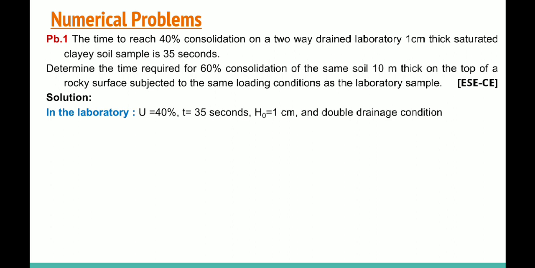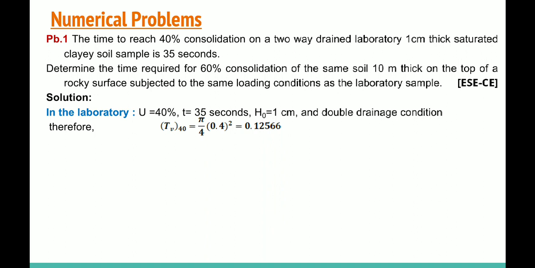So in the laboratory, degree of consolidation is 40%. Time to reach 40% degree of consolidation is 35 seconds. Initial height of soil is 1 centimeter and double drainage condition. So by using this relation, we can calculate the time factor. We know that to calculate the time factor for degree of consolidation less than or equal to 60%, we have the formula pi by 4 into U square, where U is the degree of consolidation in terms of fraction, right?